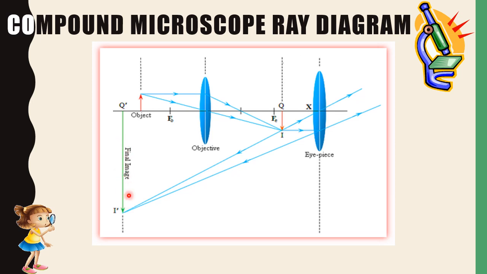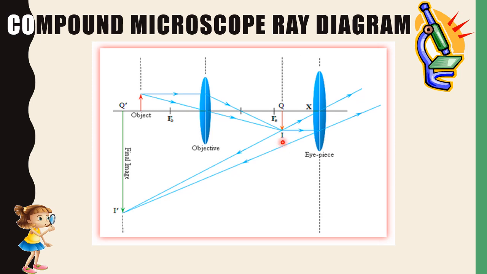This is a virtual image. Why is it a virtual image? You can't get that image on a screen, and it is also erect in comparison to QI. Let us proceed. How do we draw that?